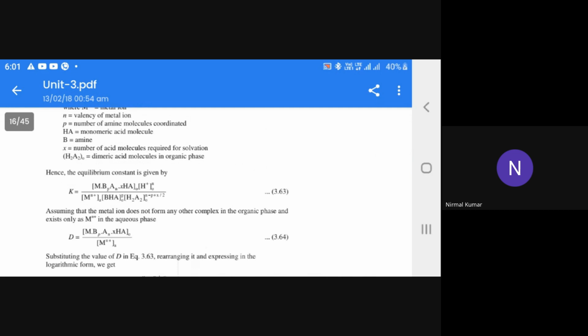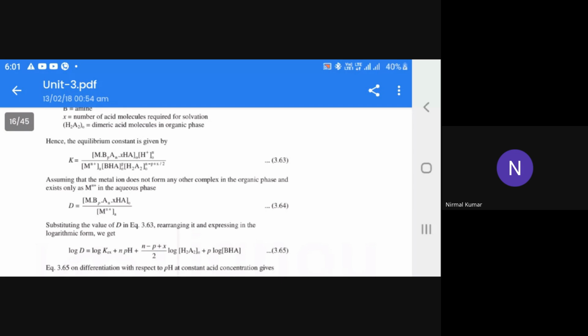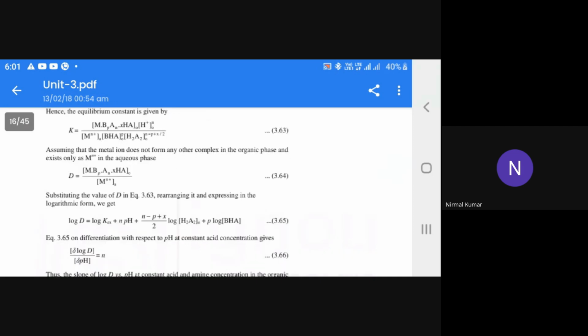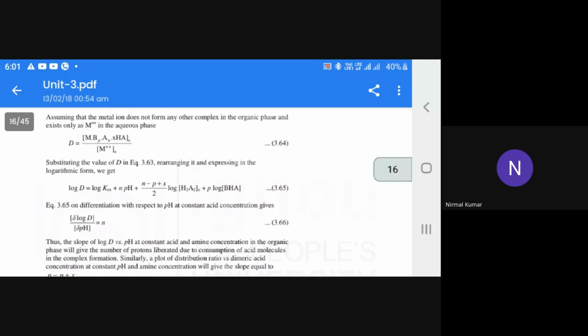Then assuming that the metal ion does not form any other complex in the organic phase and exists only as M^n+ in the aqueous phase, D will be the metal complex concentration, where p is the number of amines, divided by the concentration of M^n+. So if you substitute this in equation 6.3.63 and rearrange, we will get this one. Taking the logarithm, we will get log D equal to log Kex plus further terms.